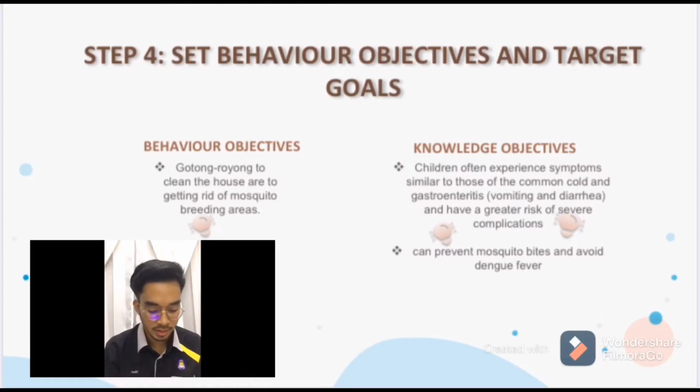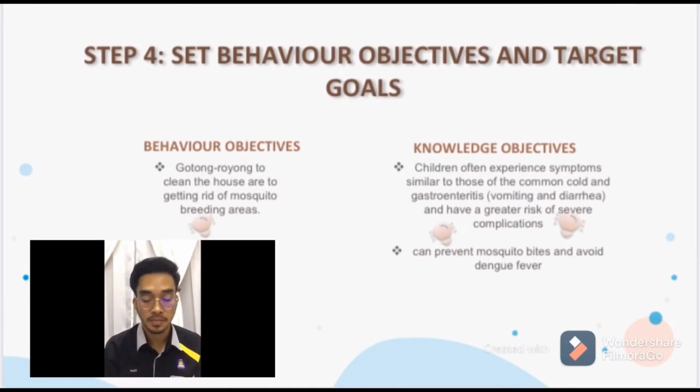The next point is knowledge objectives. Knowledge objectives is that children have experience with symptoms similar to dengue. When they are affected with this symptom, it is life-threatening within a few hours and often requires care at a hospital. So the next point is belief objectives.